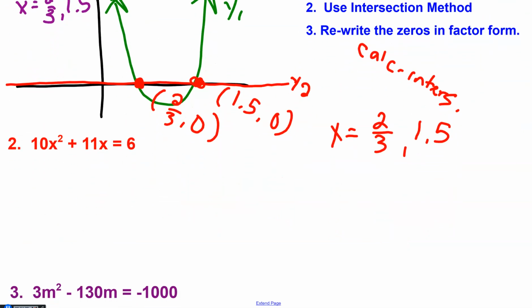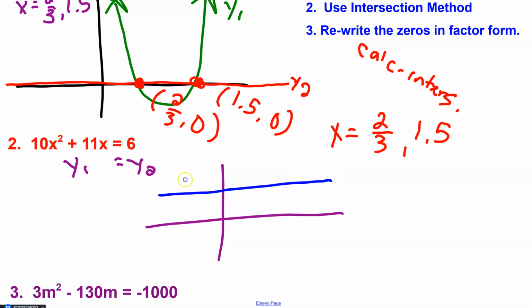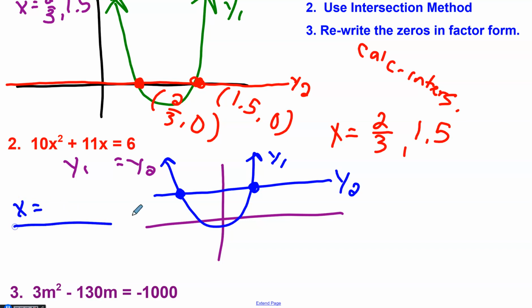Let's take a look at number 2. Another one I would not want to factor. So again, in order to do this one, I don't want you to move the 6 over. I don't want you to do anything. I just want you to go y1 equals y2. And you know that on this one your y2 is going to be y equals 6, right? And then your y1 ends up looking like this, and you're going to find these intersections right here. And when you find the intersections, your answer is actually going to be the x part, right? And we're looking for 2 of them.